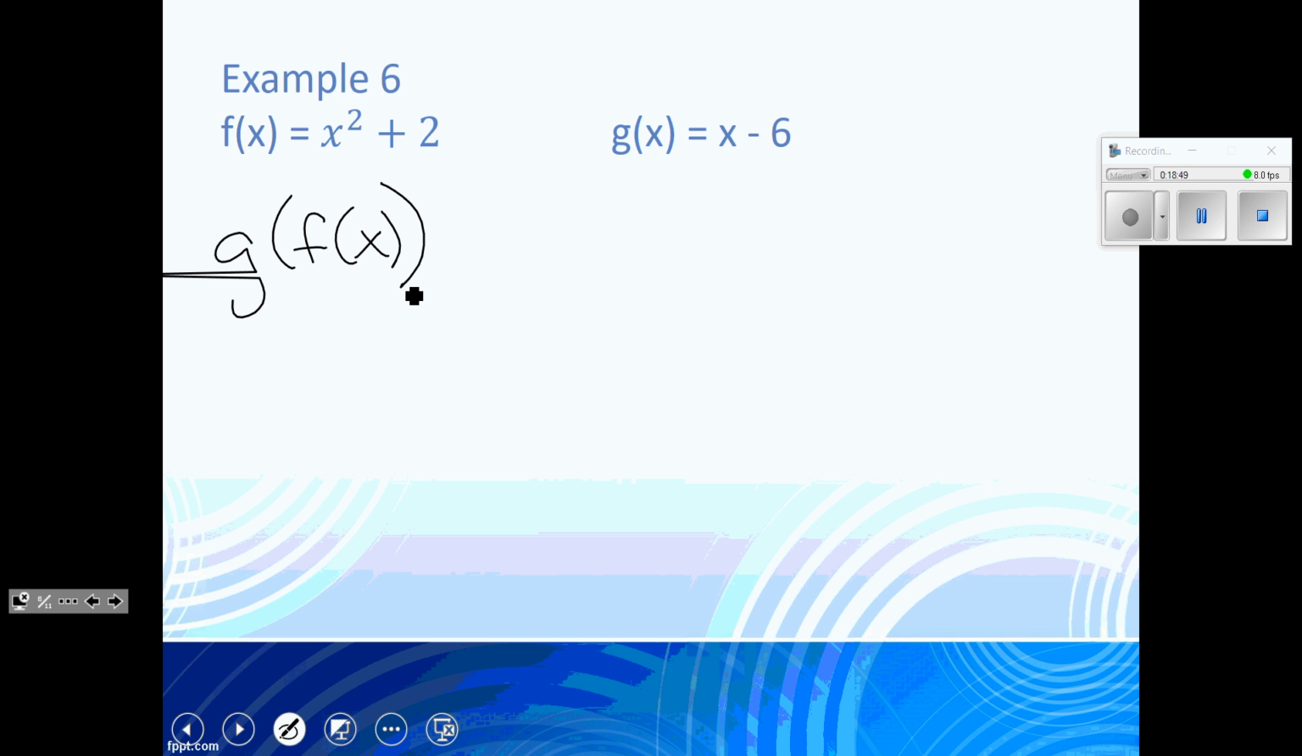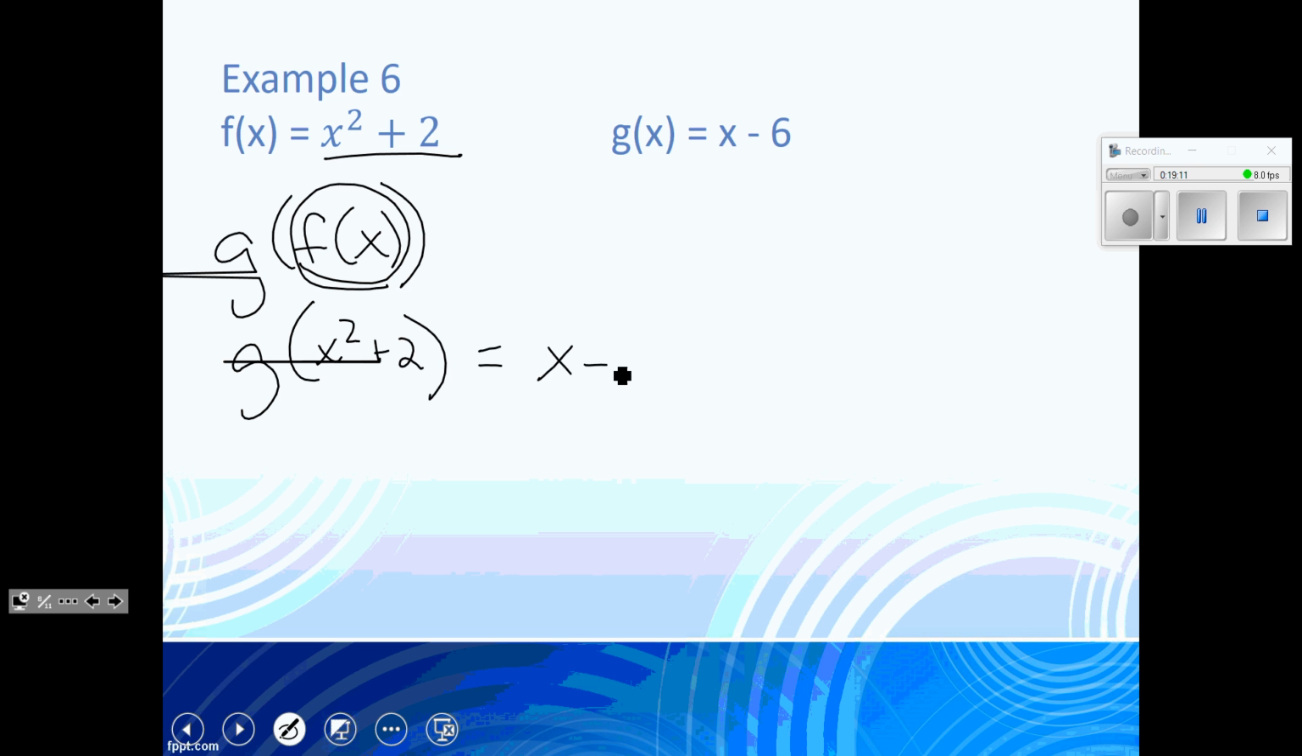Okay, so let's start on the inside. Let's start with f of x. What is f of x? X squared plus 2. And we are going to plug that into the g function. Which one's the g function? The g at x function: x minus 6. So I'm going to take this input and plug it in for that x.